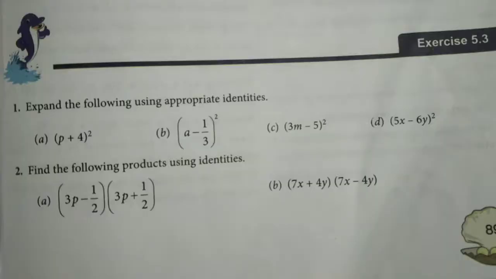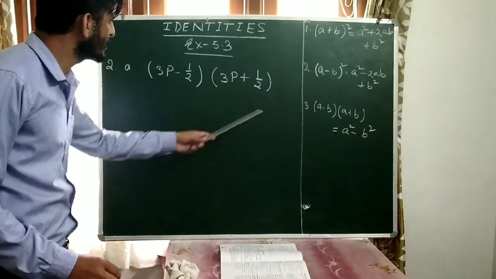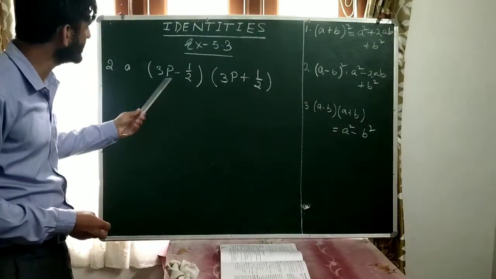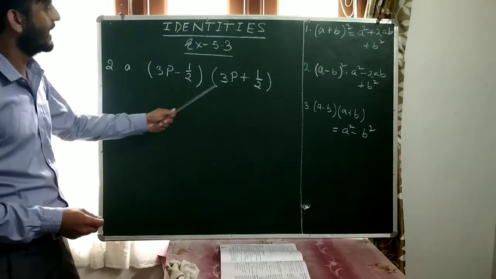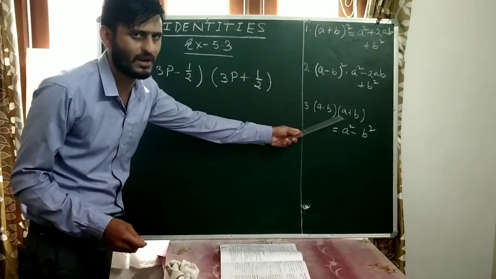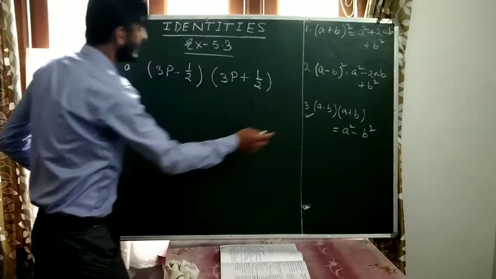Question number 2a is that we have to evaluate the value of (3p minus 1 by 2) multiplied with (3p plus 1 by 2). When we observe this given problem very carefully, we can easily identify that 3p minus 1 by 2 and 3p plus 1 by 2 are in the form of (a minus b) multiplied with (a plus b). So we can use this identity in this problem.